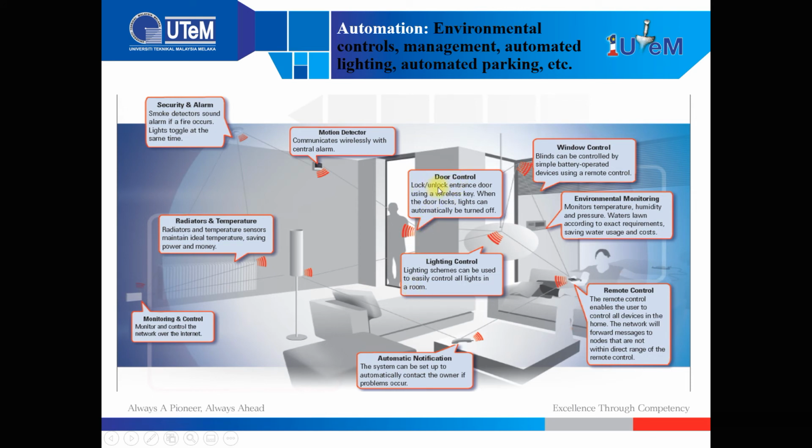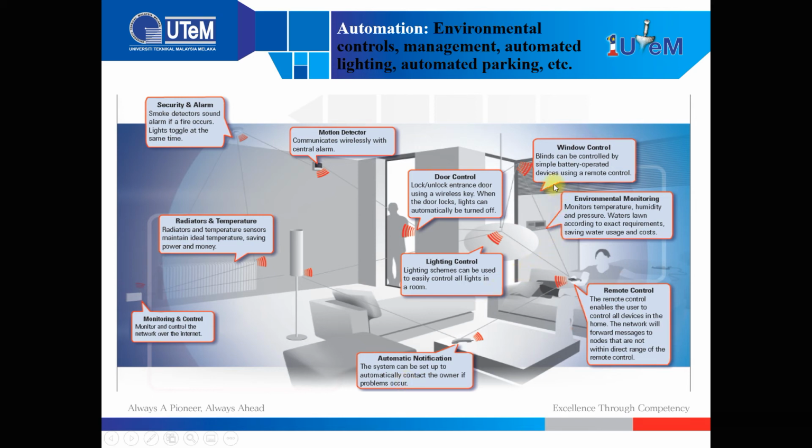Door control, a lock and unlock entrance door using a wireless key. When the door locks, light can automatically be turned off. And then lighting control, lighting scheme can be used to easily control the light in a room. Automatic notification through the telephone. Okay, the system can be set up to automatically contact the owner if a problem occurs. That's just like the GSM system, where the system can automatically prompt the alert to the owner, building owner, even if the owner is not available in the building lah.